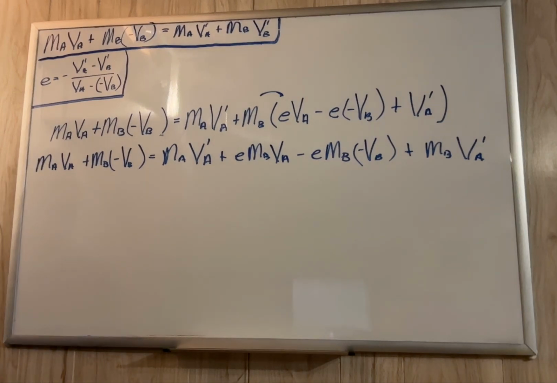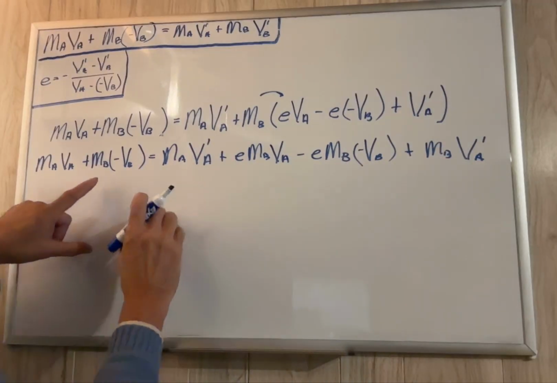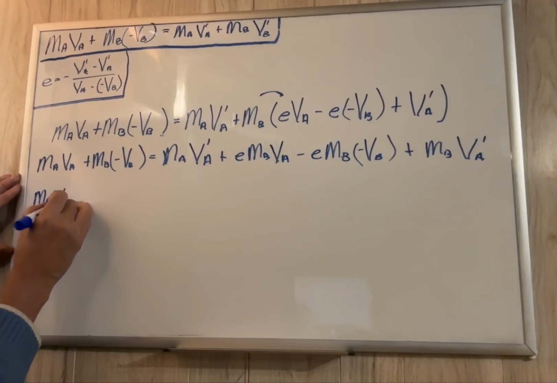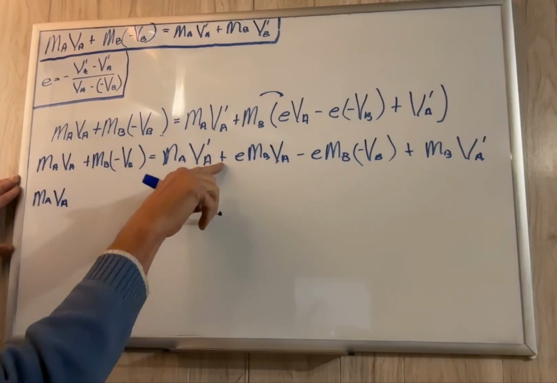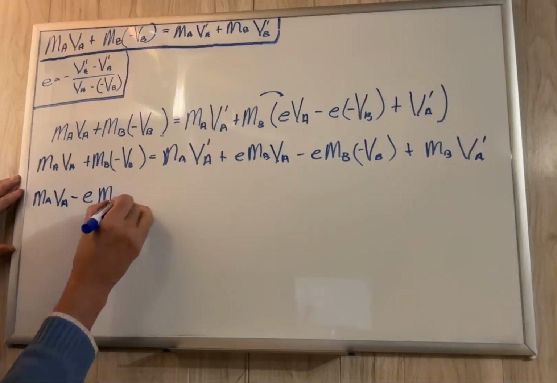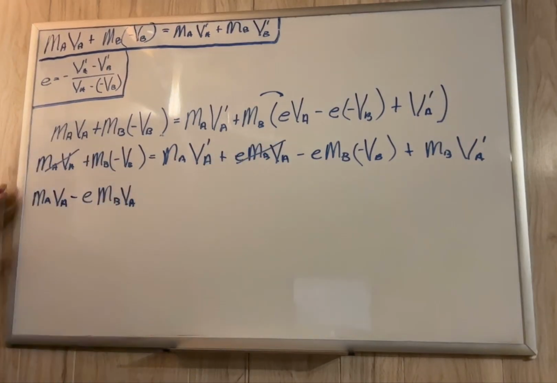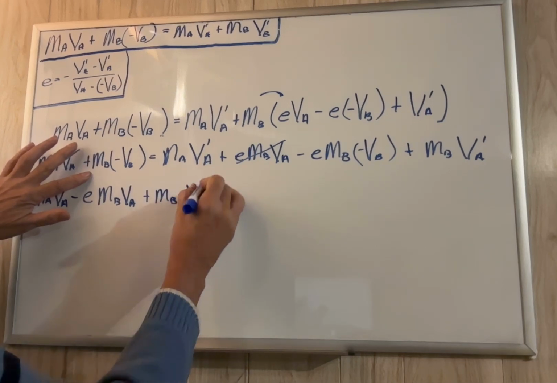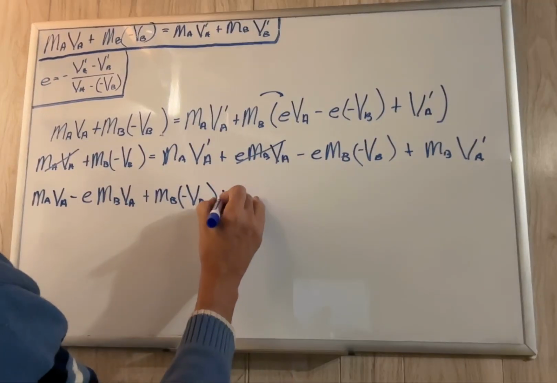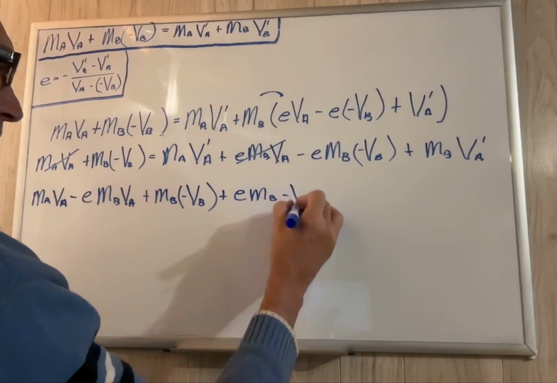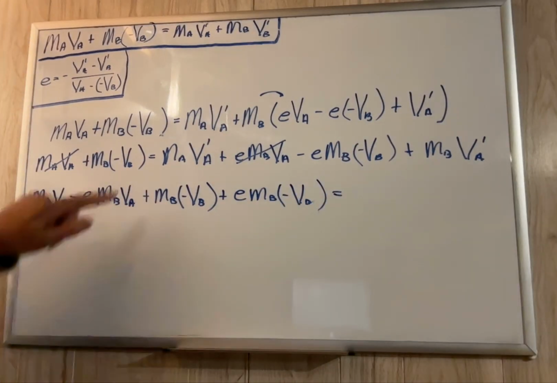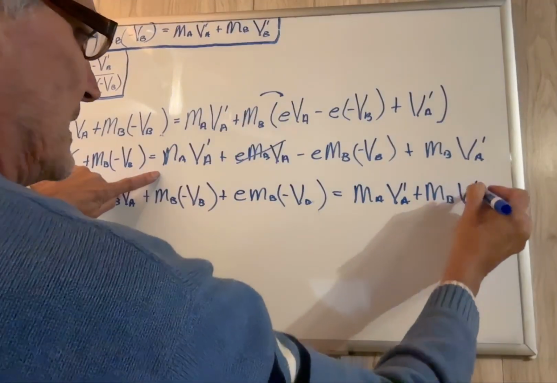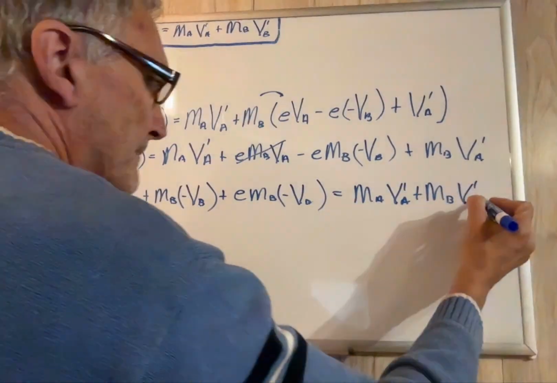What do we do with this? Well, we have some like terms here. We have the VAs, we have the VBs, and then we have the V prime A. Let's put these together. So we have MA VA, and here's our E MB VA. So this would be minus E MB VA, right? Let's put these together. So this would be plus MB VB. And then this thing right here would be plus E MB VB. And all of this is going to be equal to MA V prime A plus MB V prime A, sorry, this would not be a B, this is A.